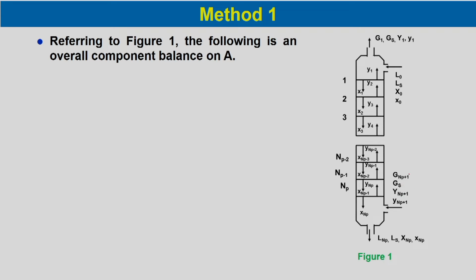and the gas flow rate is G N P plus 1, and Gs is based on the solute free basis. The liquid which is coming out at the bottom has composition X N P at a flow rate of L N P, and the gas which is going out at the top has a gas flow rate G1 with a mole fraction of Y1, or mole ratio of capital Y1, with the gas flow rate on solute free basis Gs.